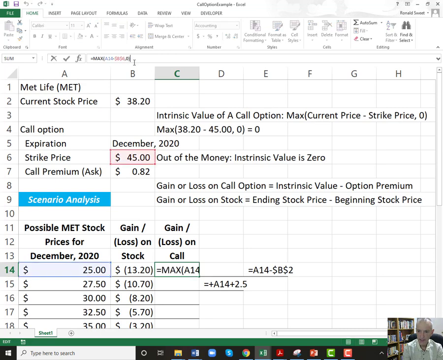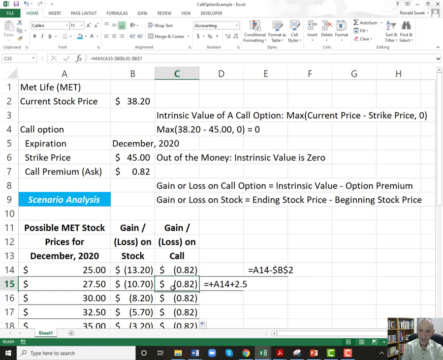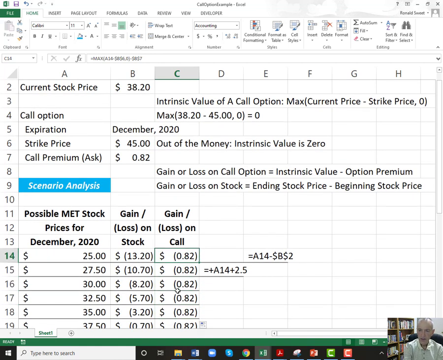So what we want to do is edit that, and we want to do minus. Remember, the gain or loss on the option is the intrinsic value minus the option premium. You will need to do this on the equity-linked annuity problem. So minus the option premium of 82 cents. So if you spent 82 cents on this call option, and its price is below the strike price, then you just lose 82 cents. All the way down until when? See if you can think in your mind, when will you break even on this stock?